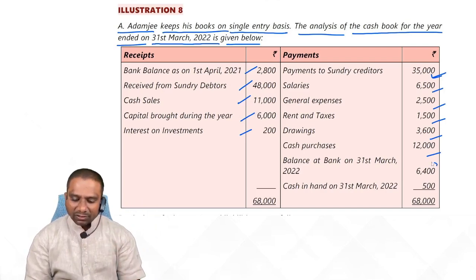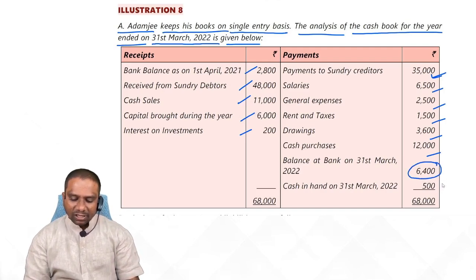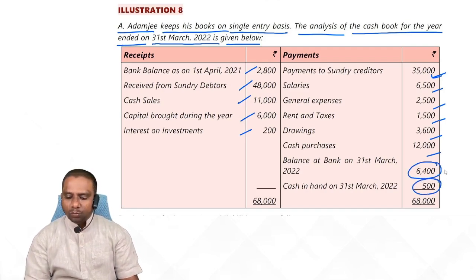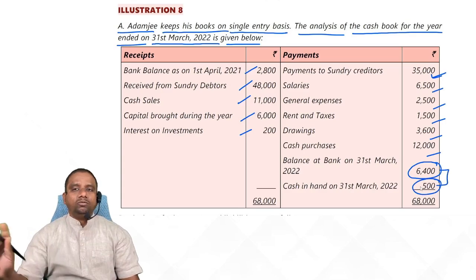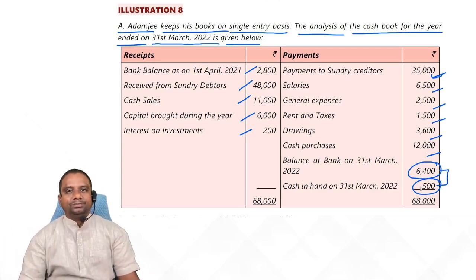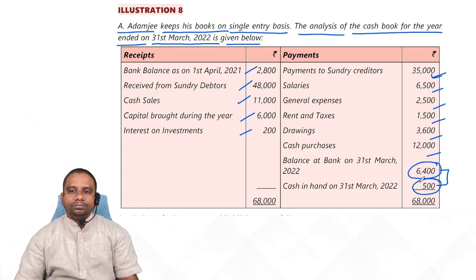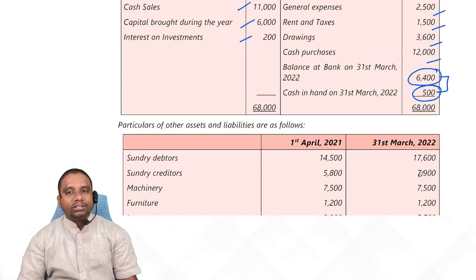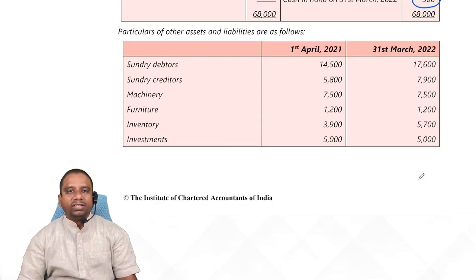Next one, balance of cash at bank and in hand. These both are shown on the assets side of the closing balance sheet. Is it clear, students? Yes. Now look at the additional information they are giving.